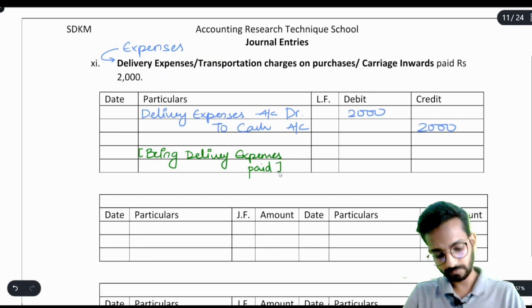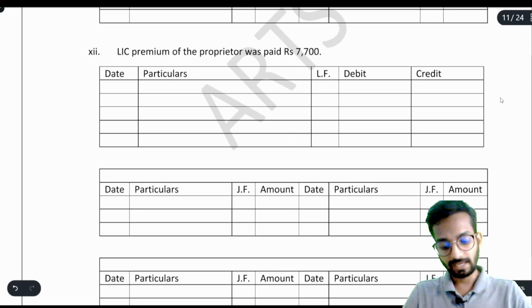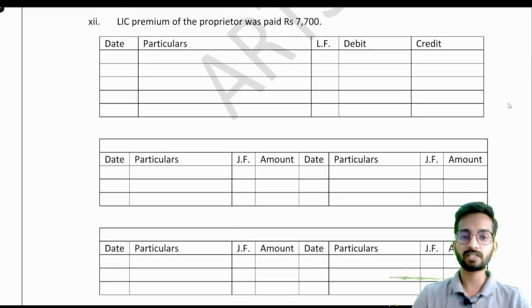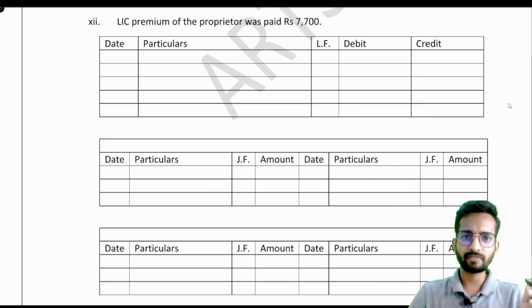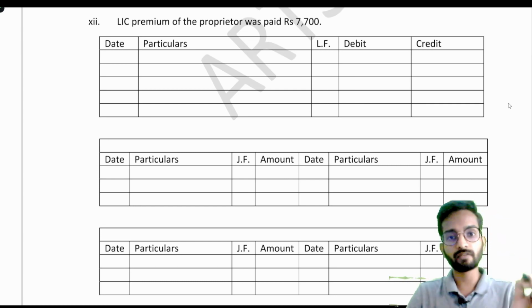paid. That's it. Now, going further, LIC premium of the proprietor was paid rupees 7700. What does it mean? See, the firm doesn't care what the proprietor is doing with the money after he has withdrawn it for personal use. Whether he is purchasing a bicycle, a bike, a house, or gifting his wife anything, it doesn't matter to the firm. What will the firm understand? The firm says the proprietor has withdrawn 7700 rupees. You do whatever you like.